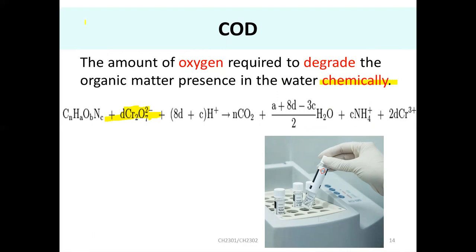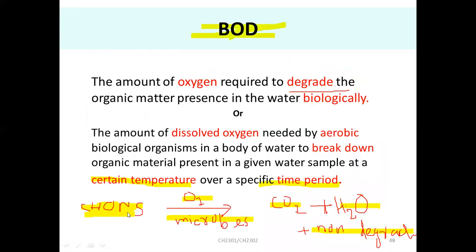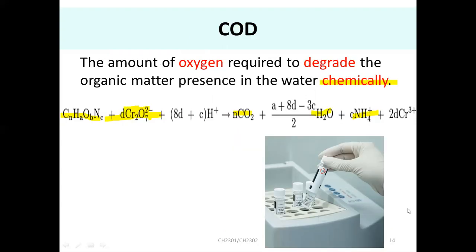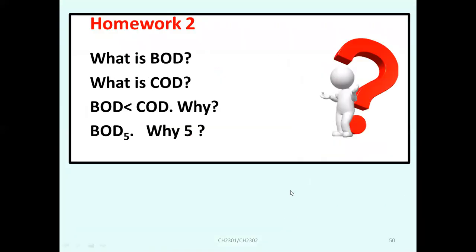So what happens during the degradation? Organic matter is carbon, hydrogen, oxygen and nitrogen. They will be converted into CO2, H2O and ammonia, ammonium ion. In the biological reaction also, here I forgot to tell, if there is nitrogen in the organic matter, it will be converted into ammonia, ammonium ion. If there is sulfur, it will be converted into H2SO4, sulfate. Then you have to find these things.